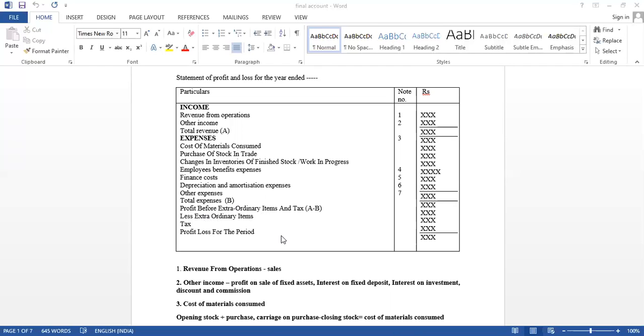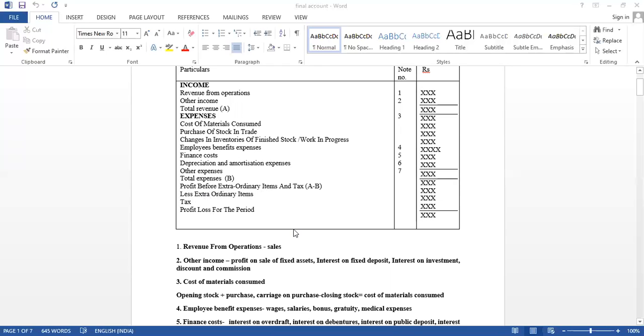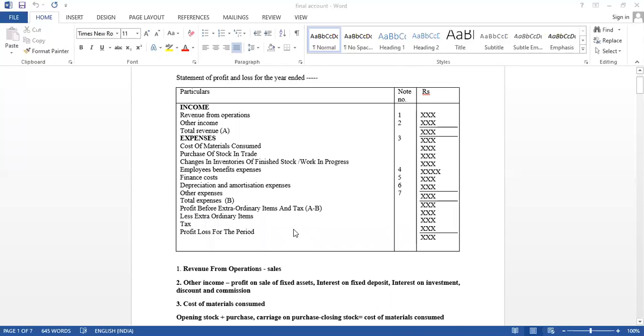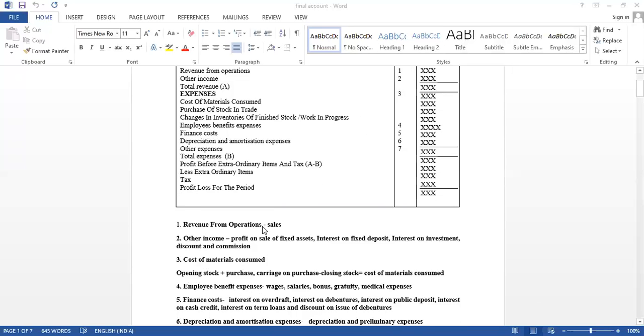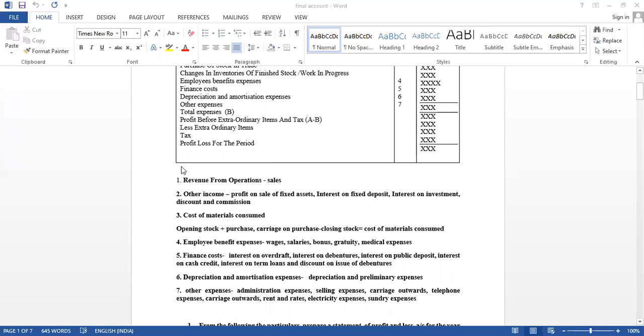In this format, it is asked in university exams as a 5-mark question to write the format of the statement of profit and loss account. In this case, we have to write the statement as well as the working also.